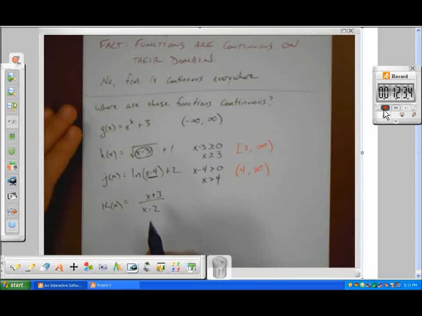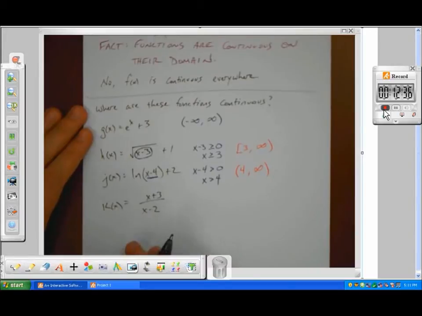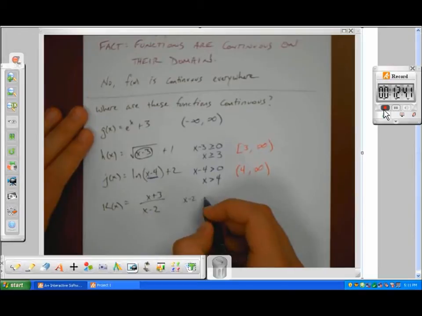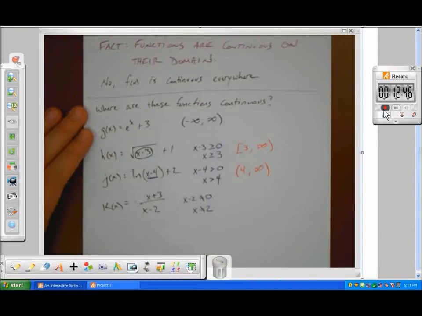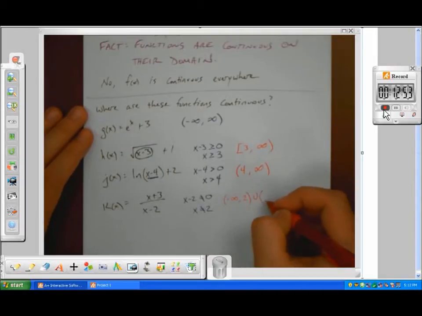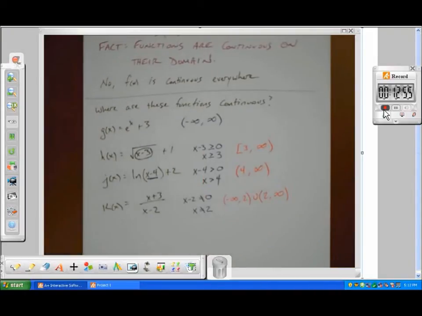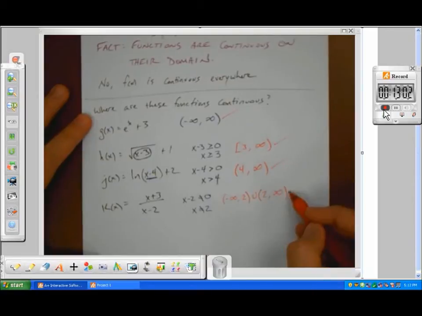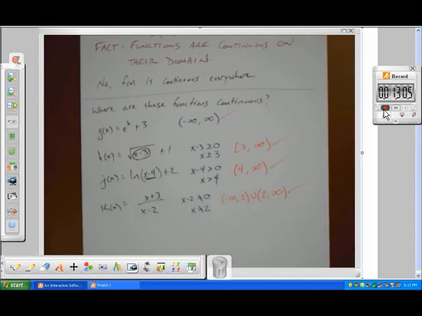Last but not least, with k, we have a denominator. In a denominator, it can't be 0. So I would say that x minus 2 cannot equal 0. X can't equal 2. If I were to write that using interval notation, I would say negative infinity to 2, union 2 to infinity. And so I know that g of x is continuous on that, h there, j, and k. A function is continuous on its domain.